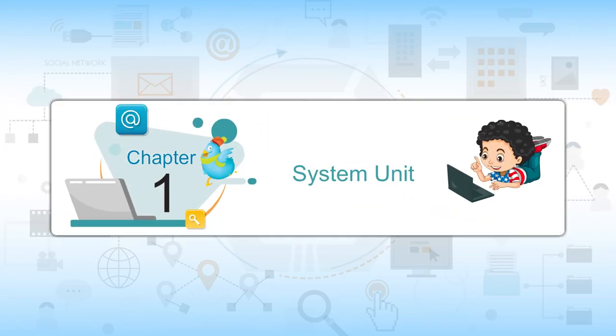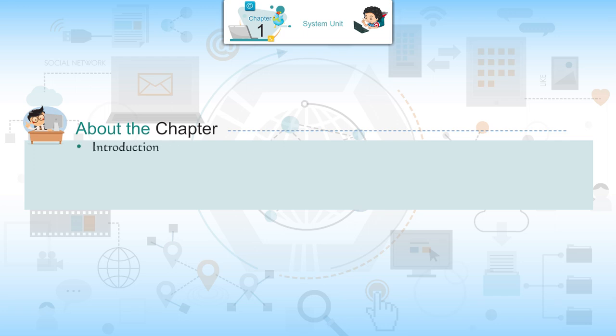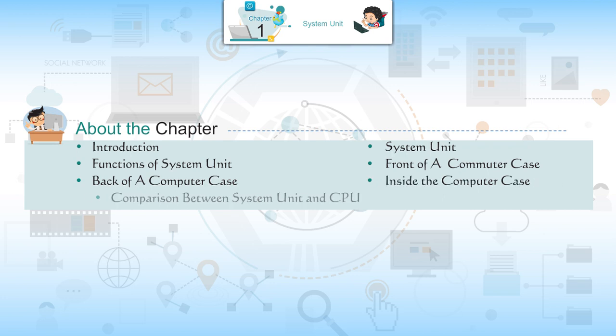Chapter 1 System Unit. About the chapter. Introduction. System Unit. Functions of System Unit. Front of a computer case. Back of a computer case. Inside the computer case. Comparison between System Unit and CPU.